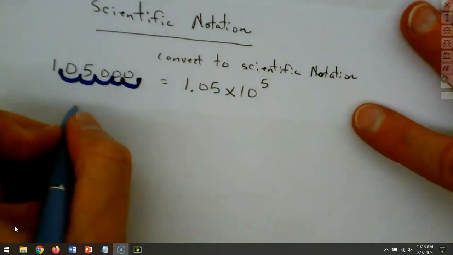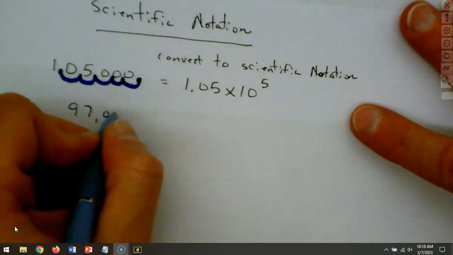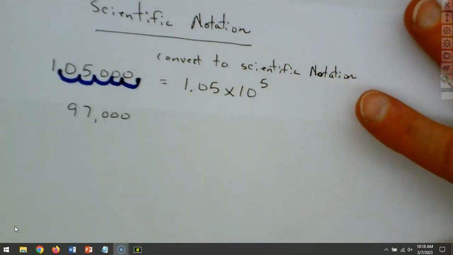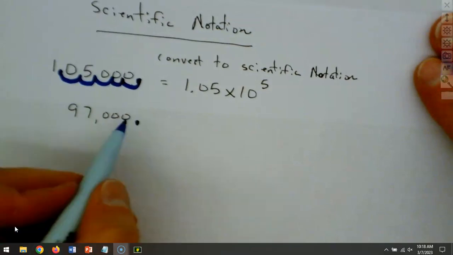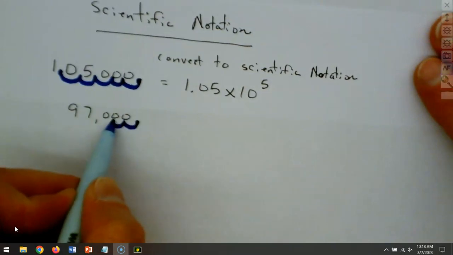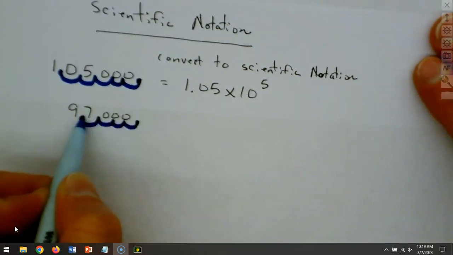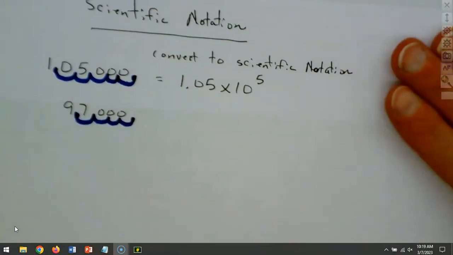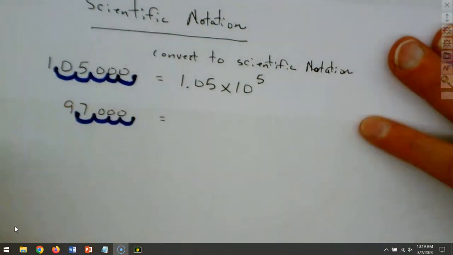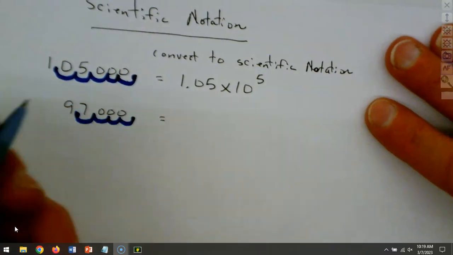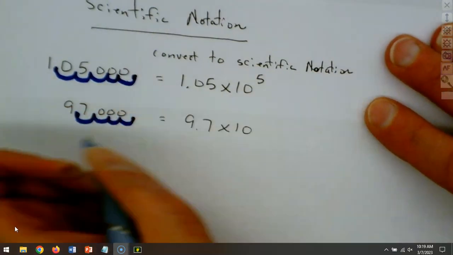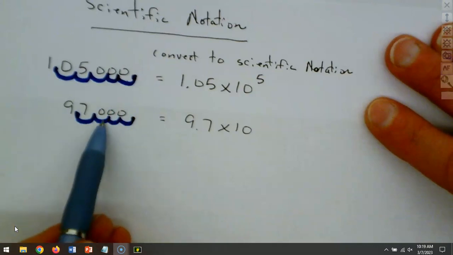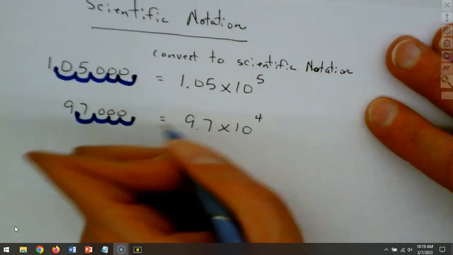How about 97,000? Okay, well, 97,000, here's my decimal. That would be 1, 2, 3, 4 places. So as a scientific notation answer, that would be 9.7 times 10, and we moved 1, 2, 3, 4 places.